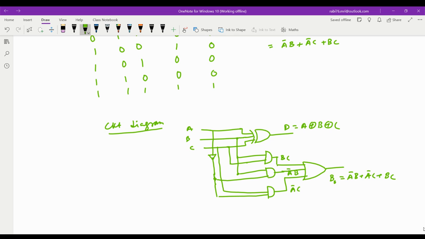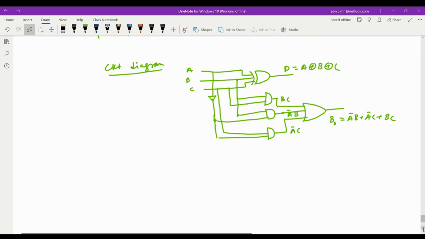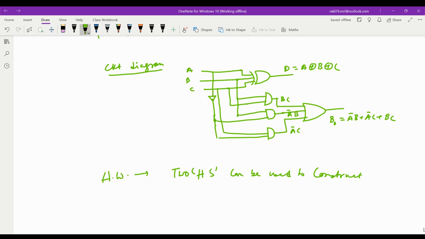Next, I am giving it as an exercise. You can do it on your own. Homework: two half subtractor circuits can be used to construct one FS, full subtractor. You can do this thing.